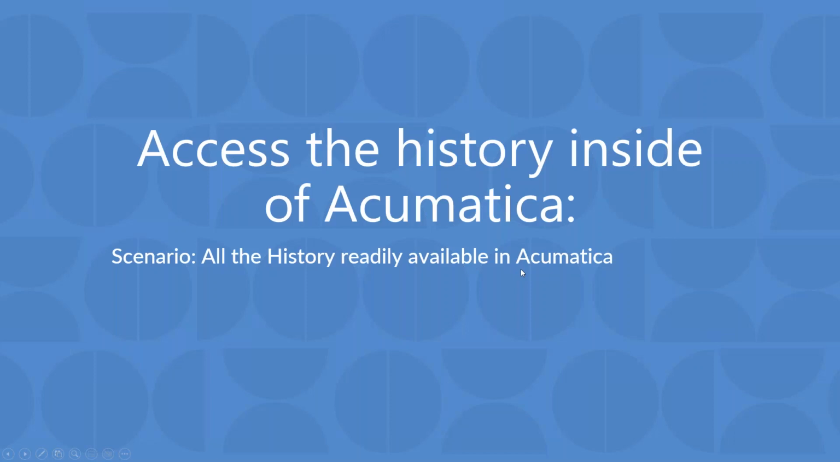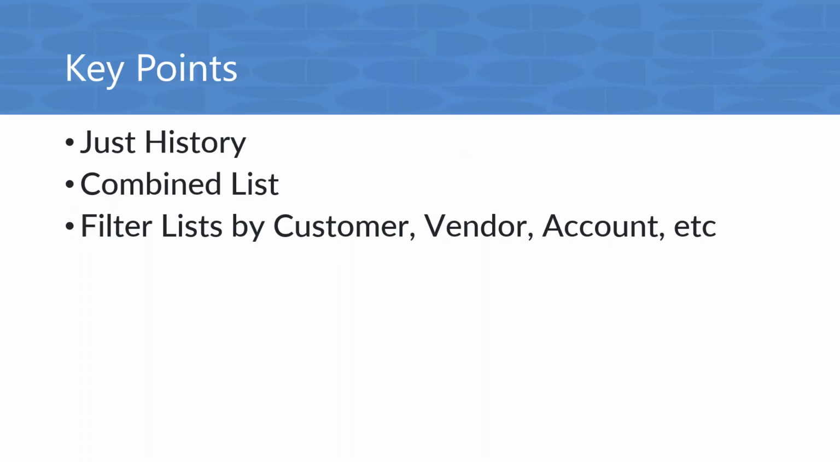Okay, so again, we're going to focus on accessing the history inside of the Acumatica interface. Let's cover just a couple points here before I show you a demo. You have a lot of options on how you want to see this. We can see just the history coming from SL. We could also do the history from SL plus the new information that's inside of Acumatica. So we can have one list that has that combined history and new transactions in one place, so you don't have to go all over the place looking for it.